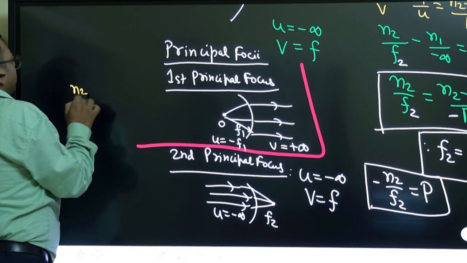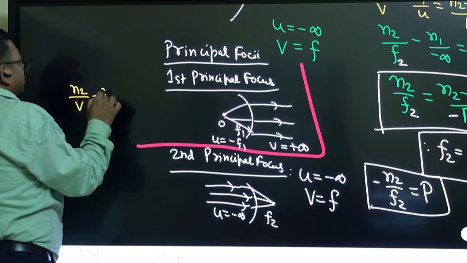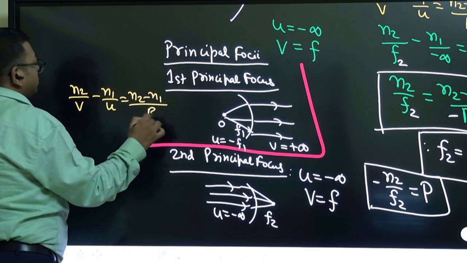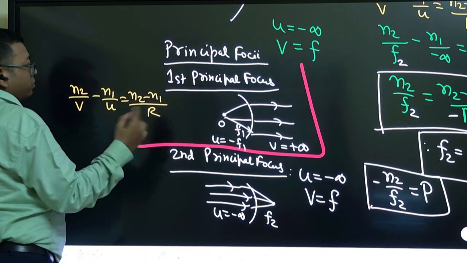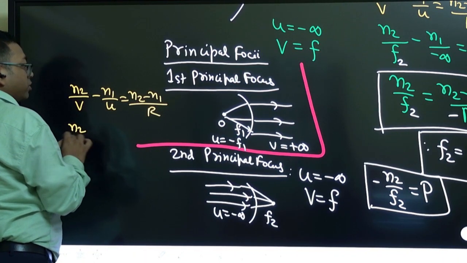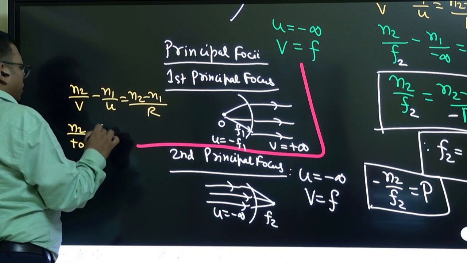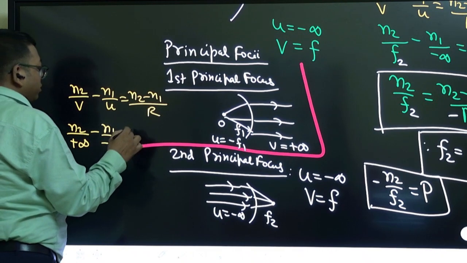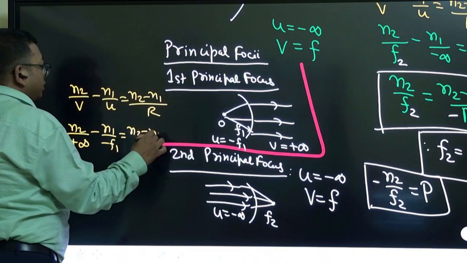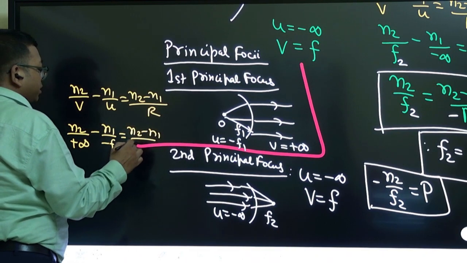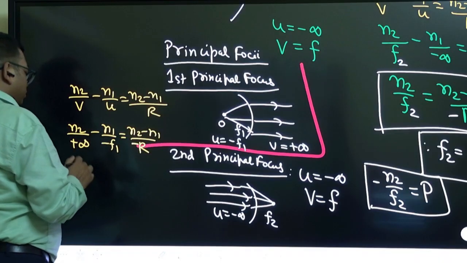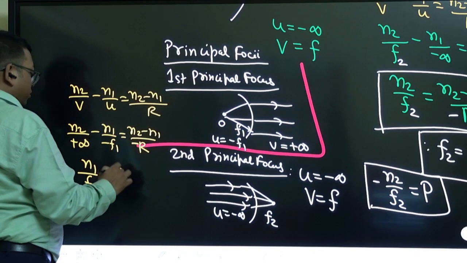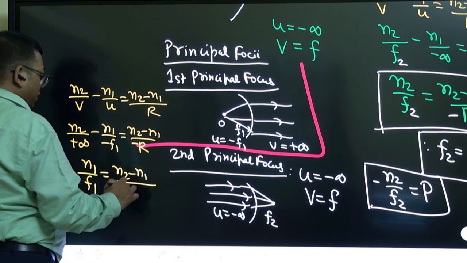So N2 by V minus N1 by U is N2 minus N1 by R. Substituting, N2 is that medium, N2. V is going to be plus infinity, minus N1. U is going to be minus F1, equal to N2 minus N1. And here R is also negative, so I am taking minus R. So from here I am getting N1 by F1 is equal to N2 minus N1 by minus R.